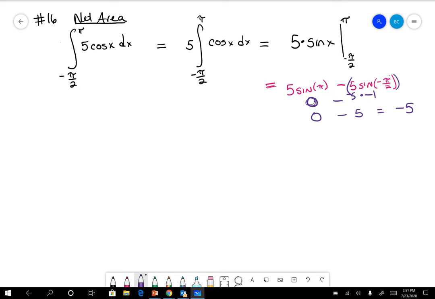Forget your parentheses. There we go. Let's get this squared away. All right. Let's try that again. This is negative 1 times 5. Okay, so that's going to be a plus 5. So my net area is 5. Okay, so that's my net area.